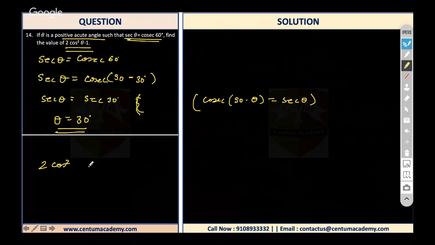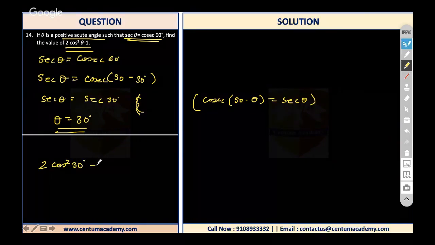2 cos square 30 degrees minus 1? It is equal to 2 into cos square 30. Cos 30 is root 3 by 2. So here is where you have to remember the values. So root 3 by 2 whole square minus 1, which is equal to 2 into 3 by 4 minus 1, which is 3 by 2 minus 1 is equal to 1 by 2.